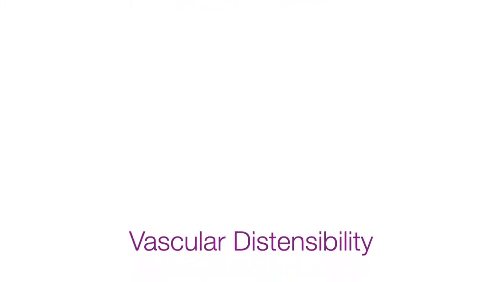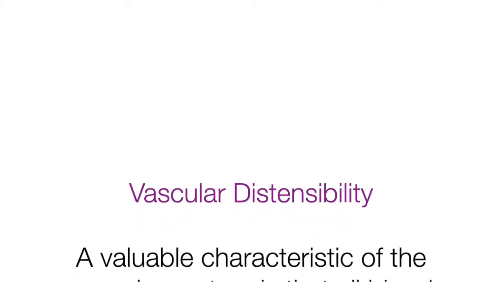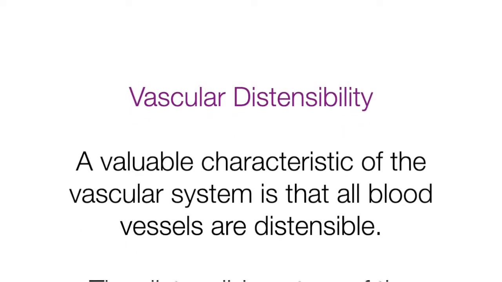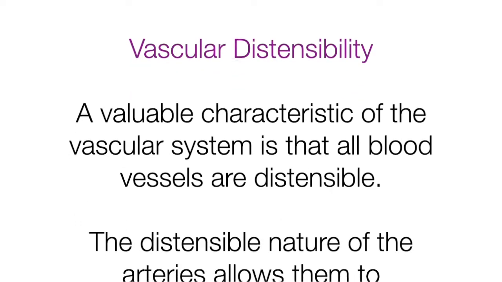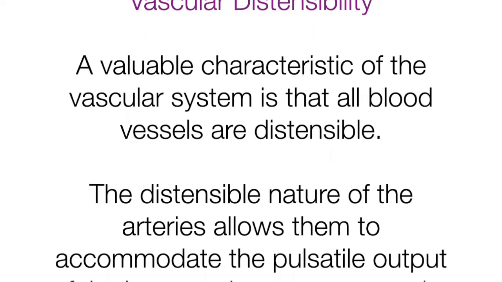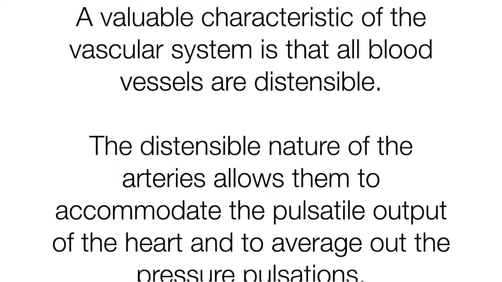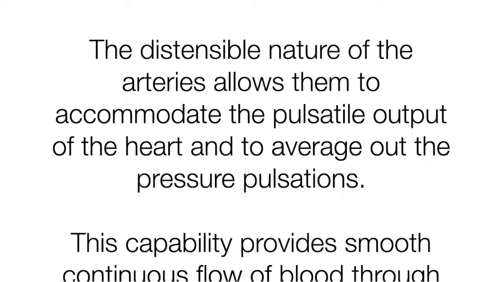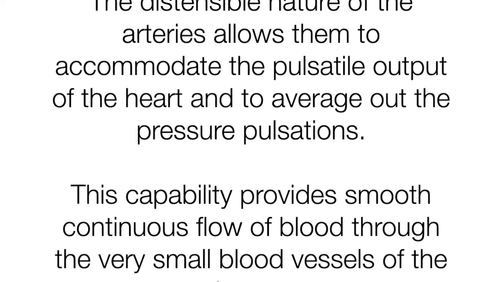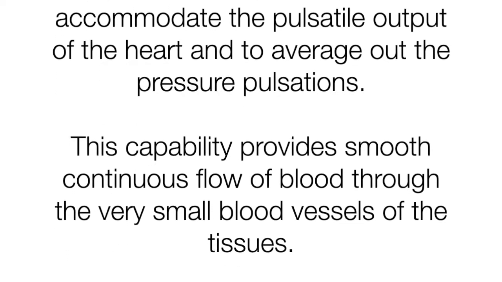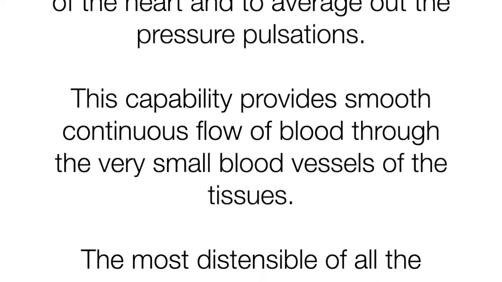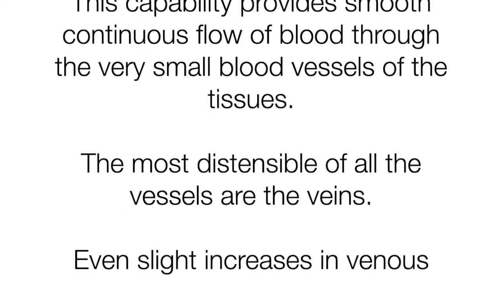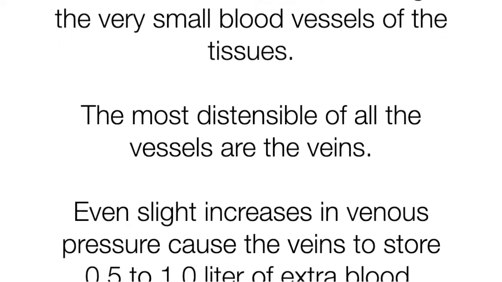Vascular distensibility. A valuable characteristic of the vascular system is that all blood vessels are distensible. The distensible nature of the arteries allows them to accommodate the pulsatile output of the heart and to average out the pressure pulsations. This capability provides smooth, continuous flow of blood through the very small blood vessels of the tissues.